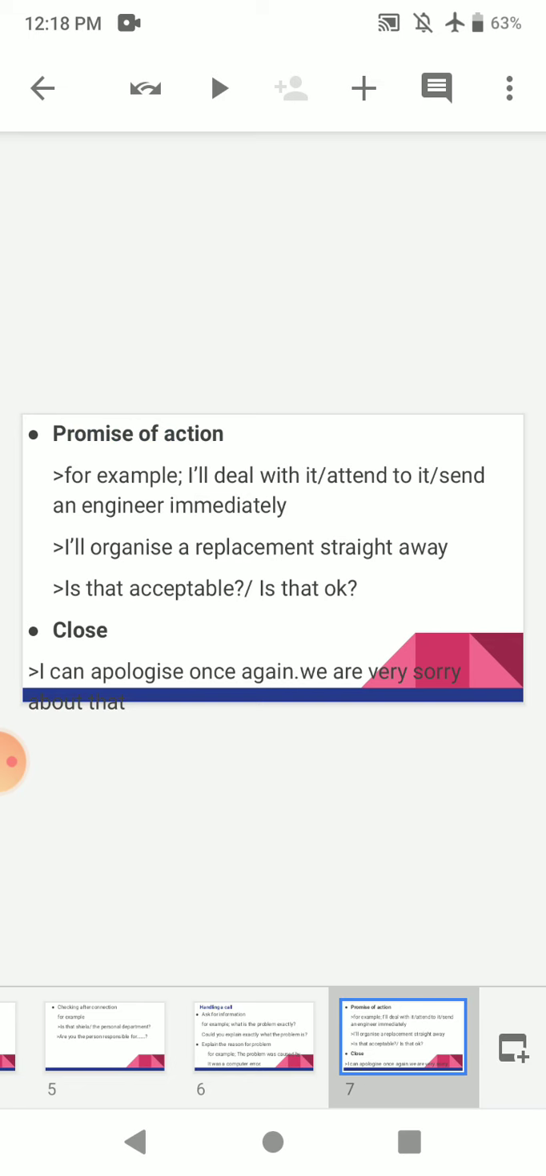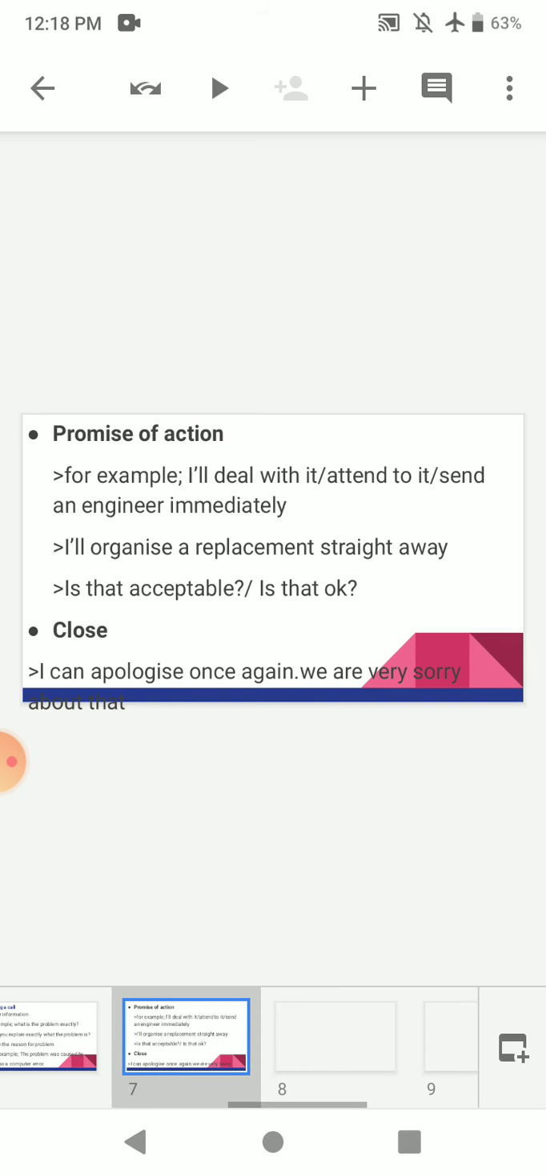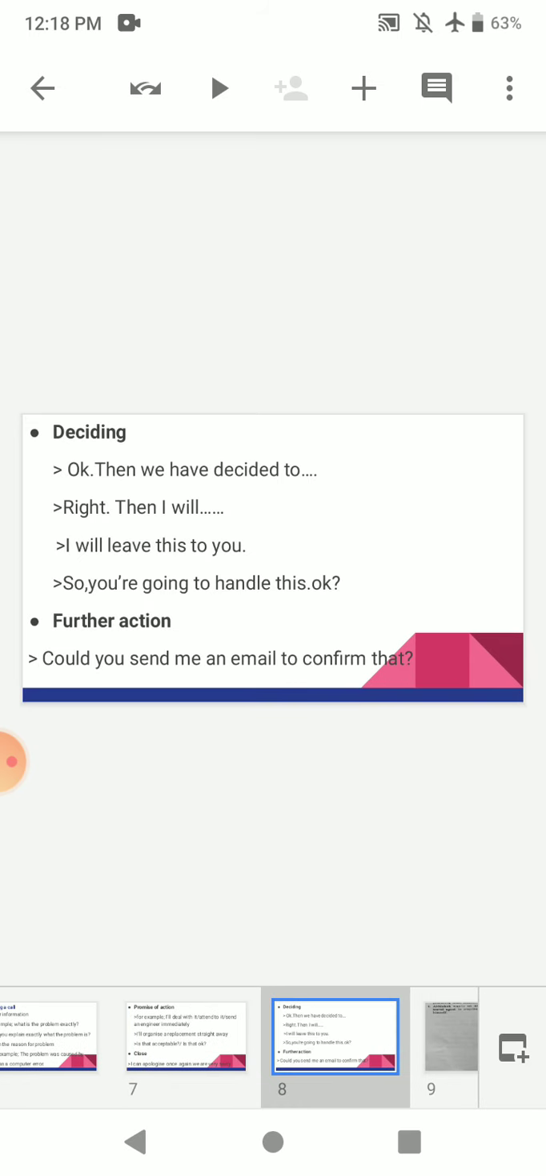You will say this is called a promise of action, and then you will close your conversation accordingly. You will say, I apologize once again. And then comes the next slide. Then both of you, your conversation will come to an end, and then there will be some extra details, further action, like could you send me an email or something like that.